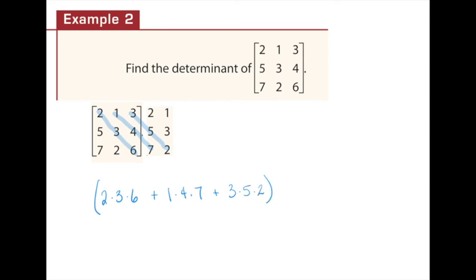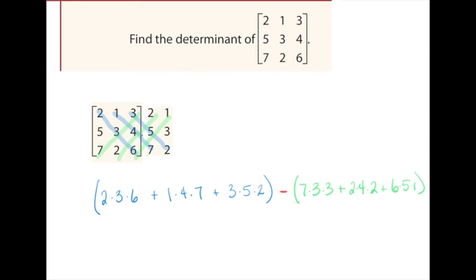And then I am going to always subtract, and I'm going to do the next one. And I'm going to go the opposite direction. So I'm going to start at the bottom. 7 times 3 times 3, plus 2 times 4 times 2, plus 6 times 5 times 1. All right, that's my first way of doing it.